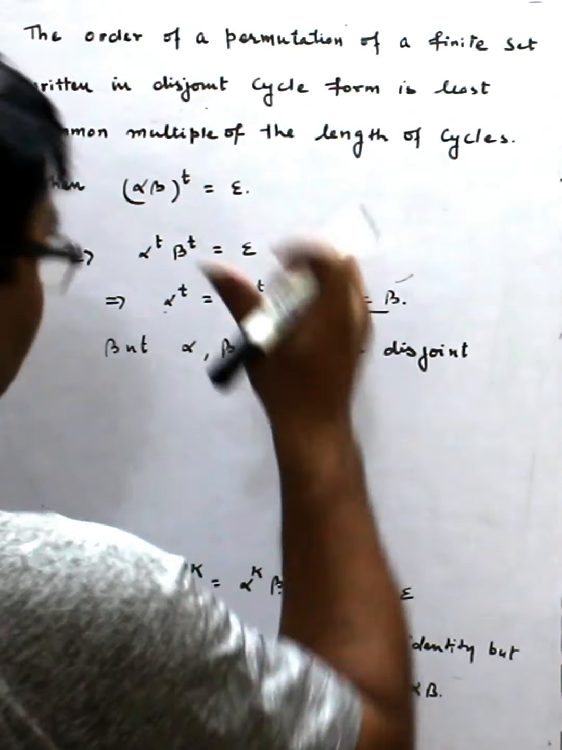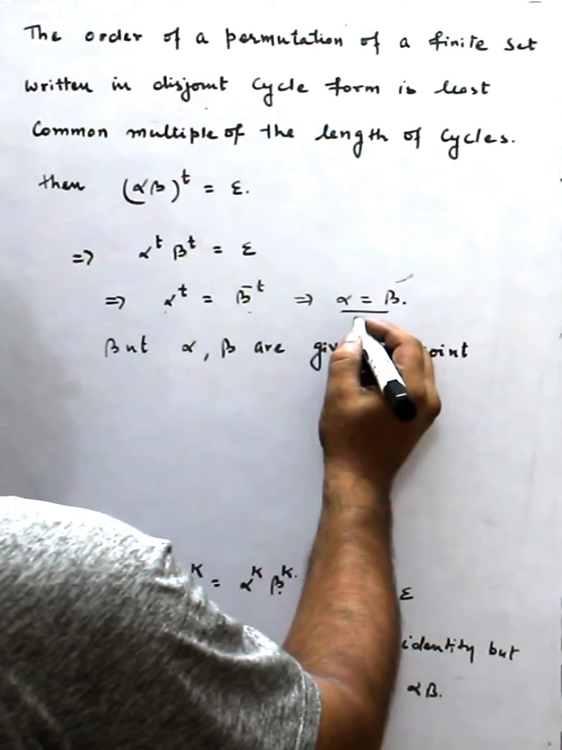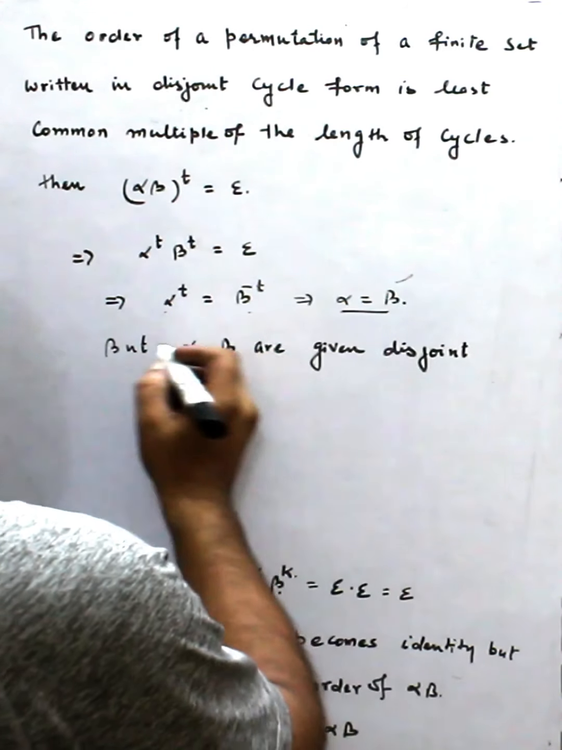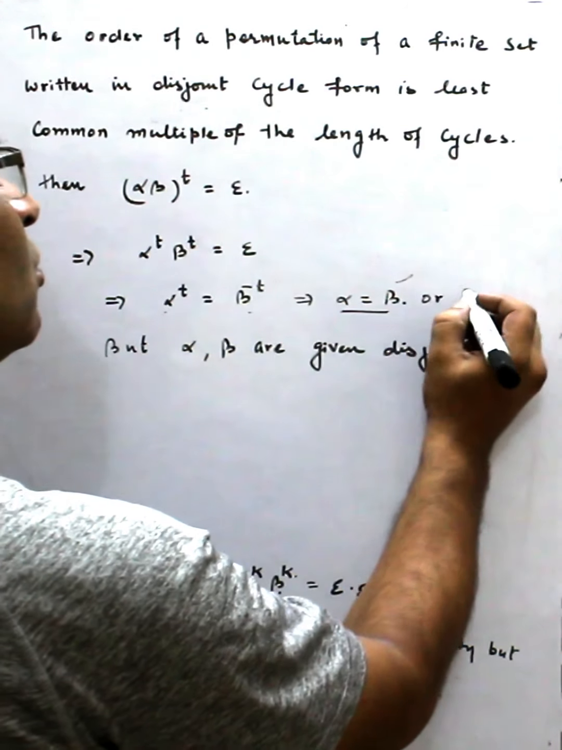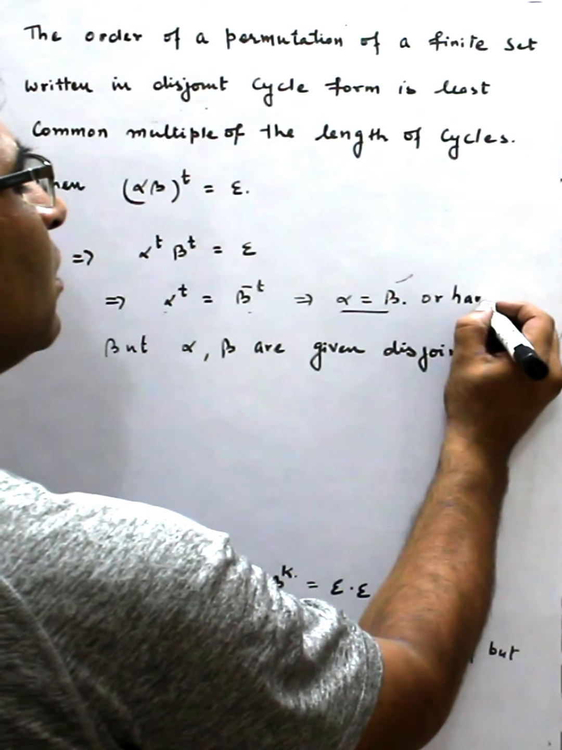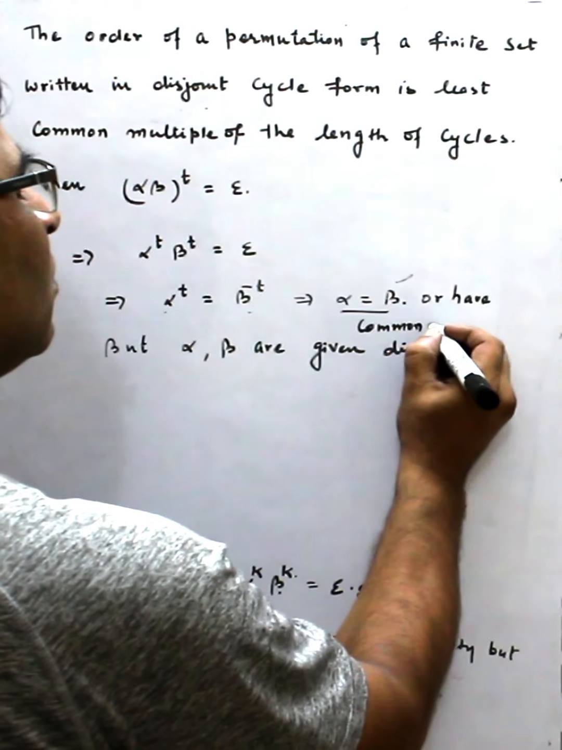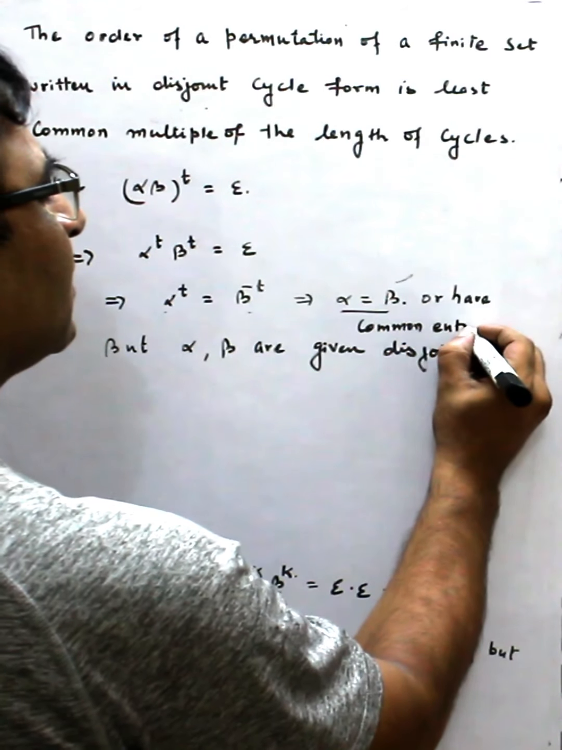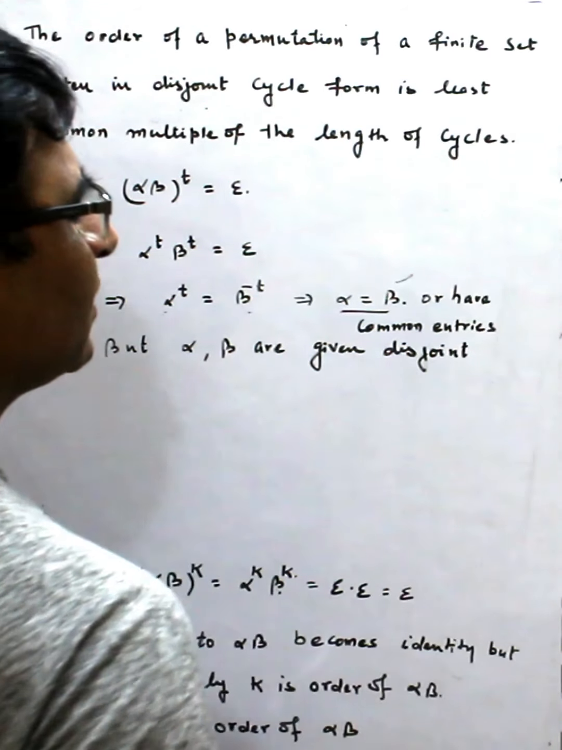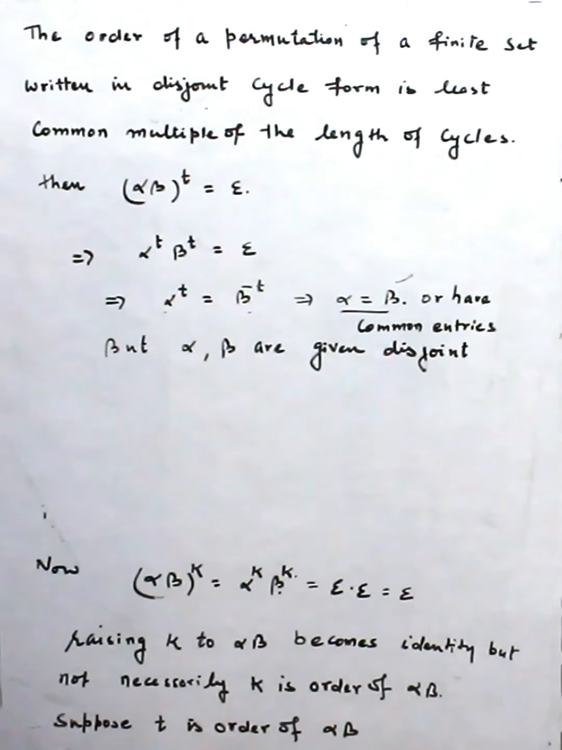So they are equal or have common entries. This is better to write, okay? But alpha and beta are given disjoint, which means they don't have any common entry.